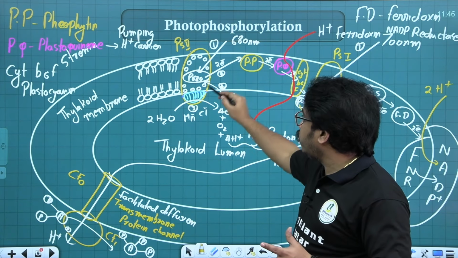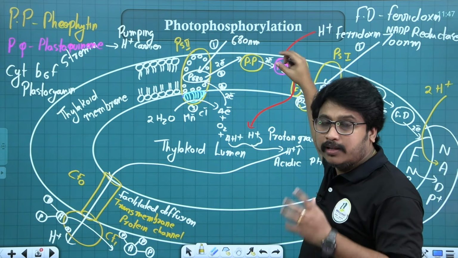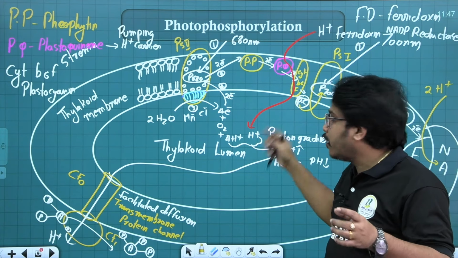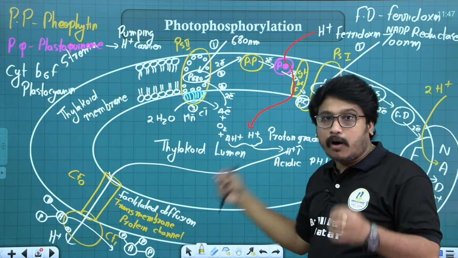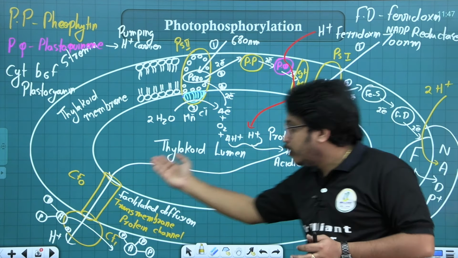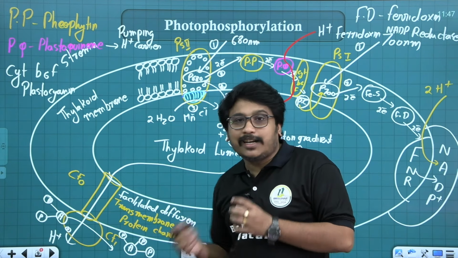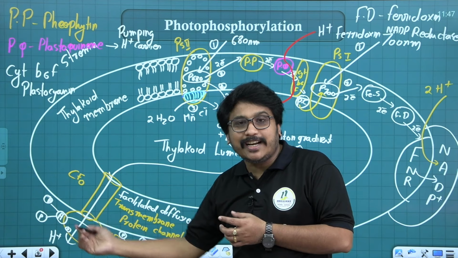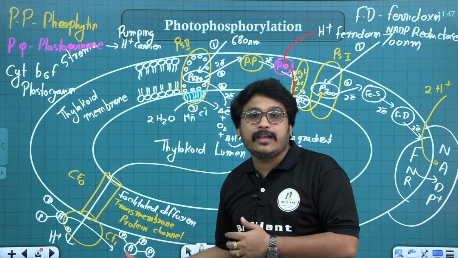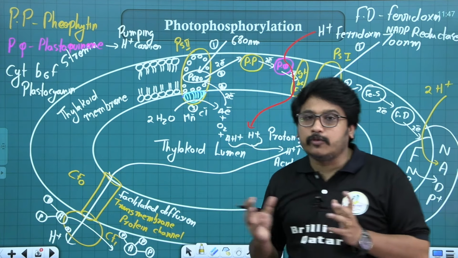Whenever electrons are moving from PS2 to PS1 via plastoquinone, this plastoquinone will keep on pushing the H plus from stroma to lumen. Not only that, because of photolysis of water also, H plus concentration is increasing. The gradient is broken through the CF0 and CF1 particle, changing the conformation of ATP synthase so that ADP and P can attach and get converted into ATP. This is how ATP is generated. That's all about the photophosphorylation.